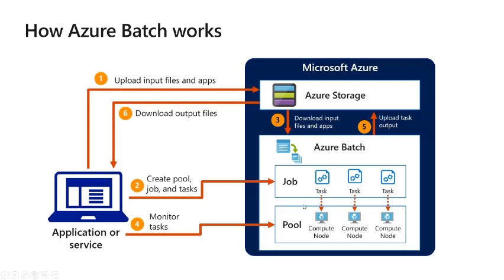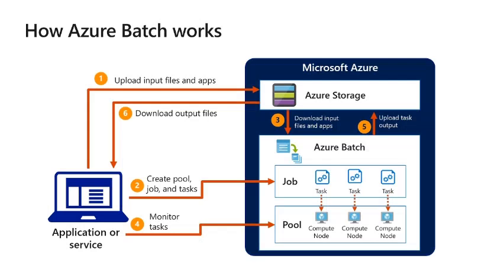Then the fourth step is to monitor task execution as the tasks run. Query Batch to monitor the progress of the job and its tasks. Your client application or service communicates with the Batch service over HTTPS. Because you may be monitoring thousands of tasks running on thousands of compute nodes.